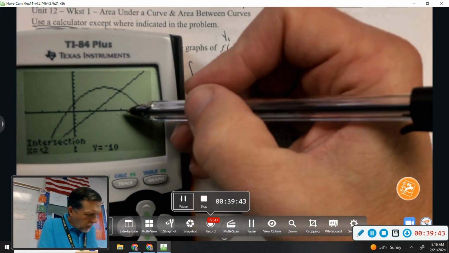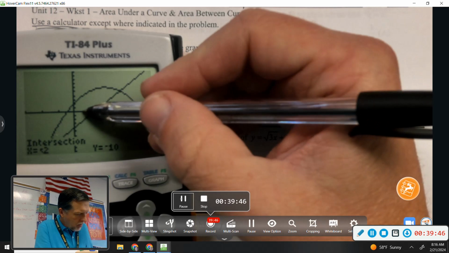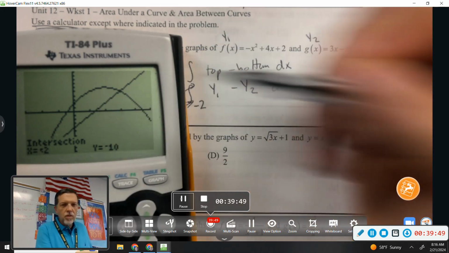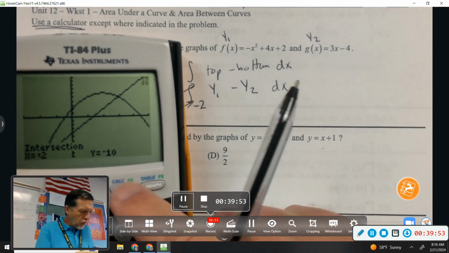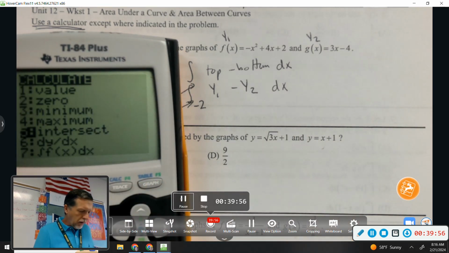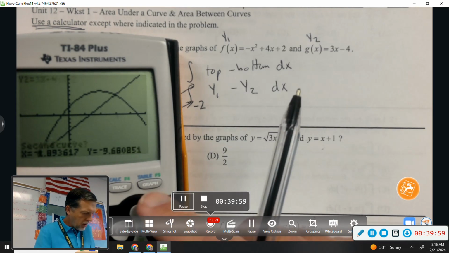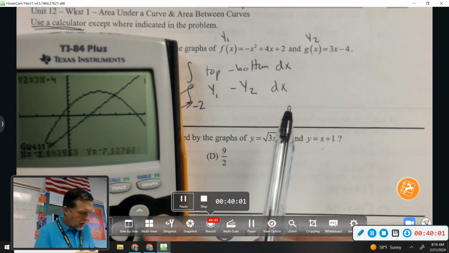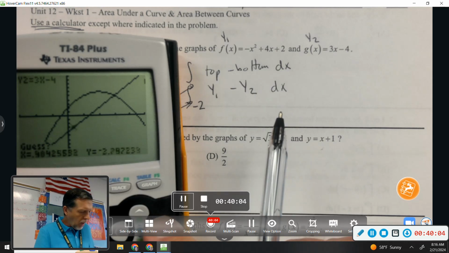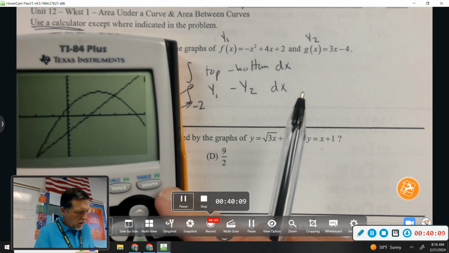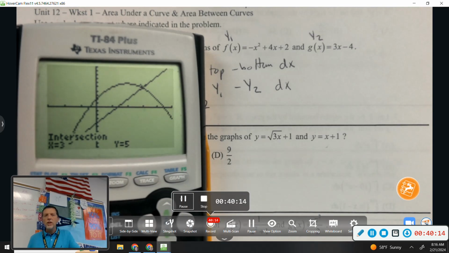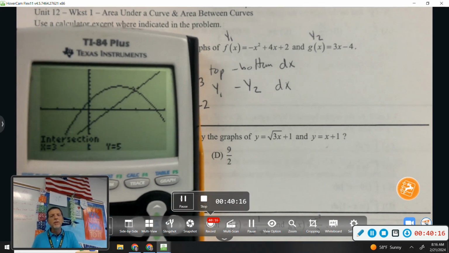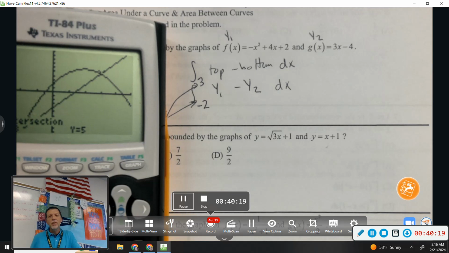The other x value, you have a guess at what it is? Looks like it's 3. And given this problem seems fairly straightforward, I'm guessing it's 3. But we can give you some weird ones where you don't get nice answers. So let's go make sure it's 3. Sure enough, it's 3. So they intersect at -2 and 3. So I want the antiderivative from -2 to 3 of top minus bottom dx.